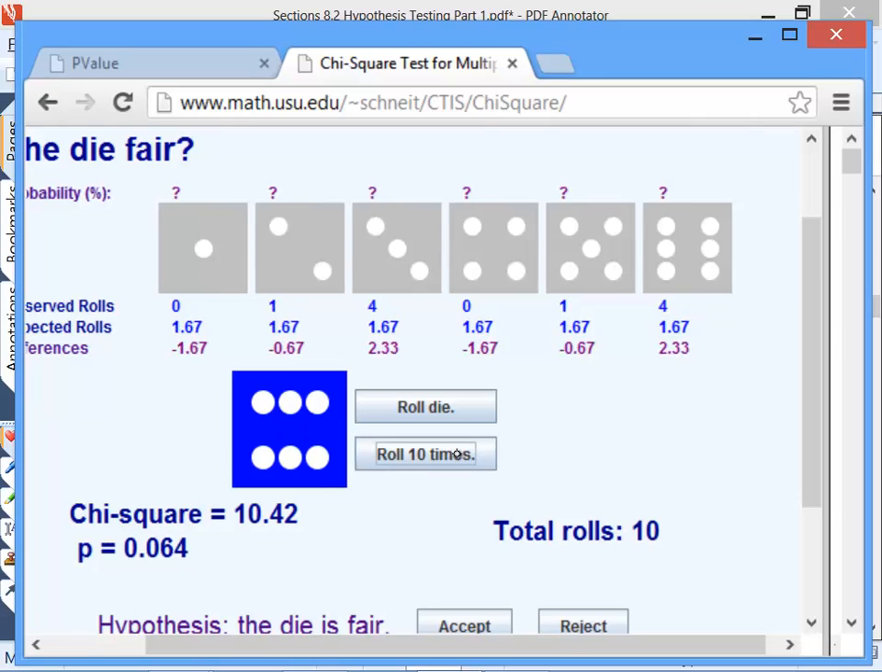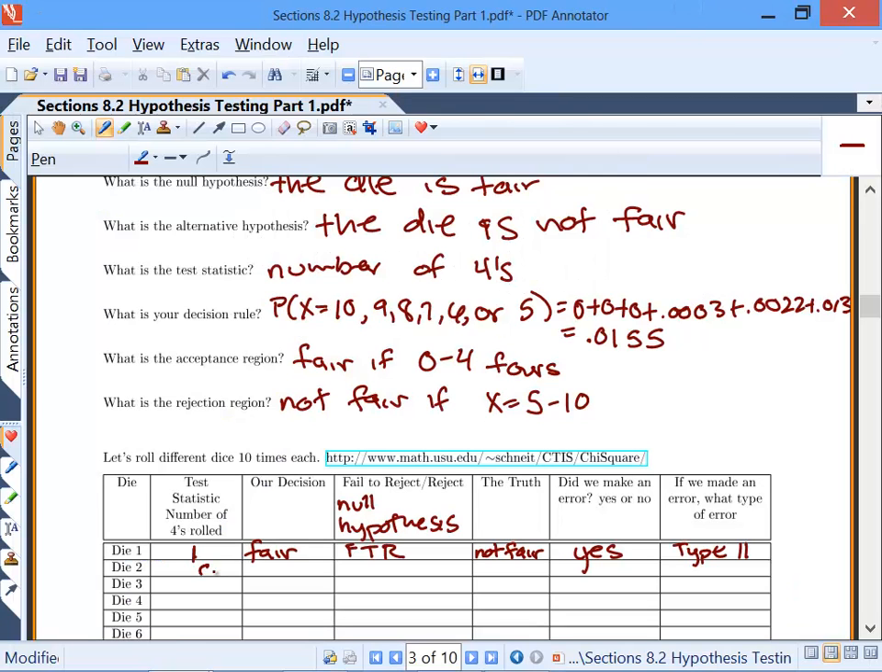So we roll it 10 times. Look at the 4s. We got 0 4s. Okay, so our decision is that the coin or die is fair. And so our null hypothesis is the coin is fair. So do I want to accept it, which is also another way to say fail to reject, or do I want to reject that null hypothesis? Not reject it. So we'll say fail to reject.